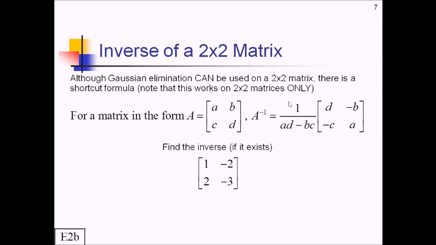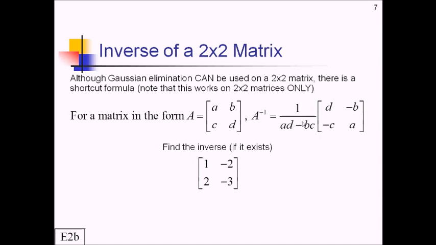We're going to have 1 over A times D minus B times C, times the matrix, so this is a scalar being distributed by a matrix, of D, A, and negative B and negative C. So this looks a little bit hairy to memorize at first. Here's a little tip for doing it.